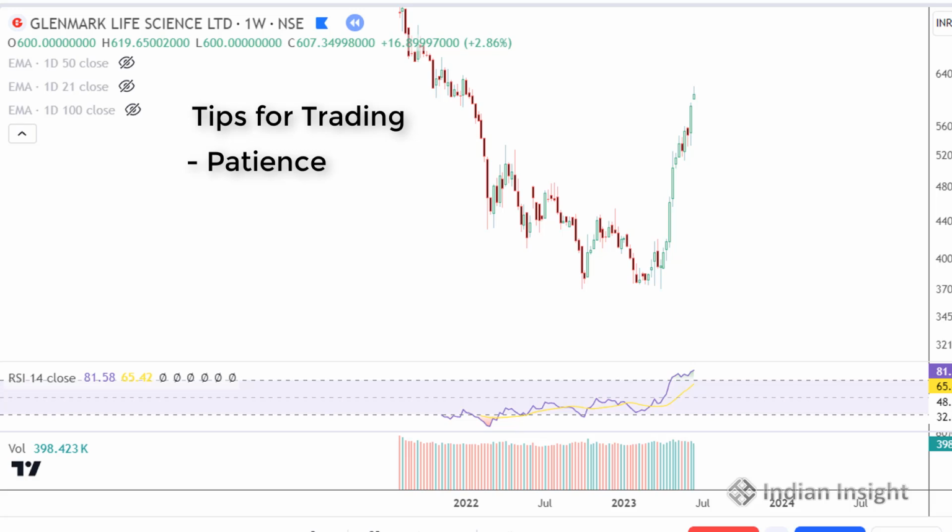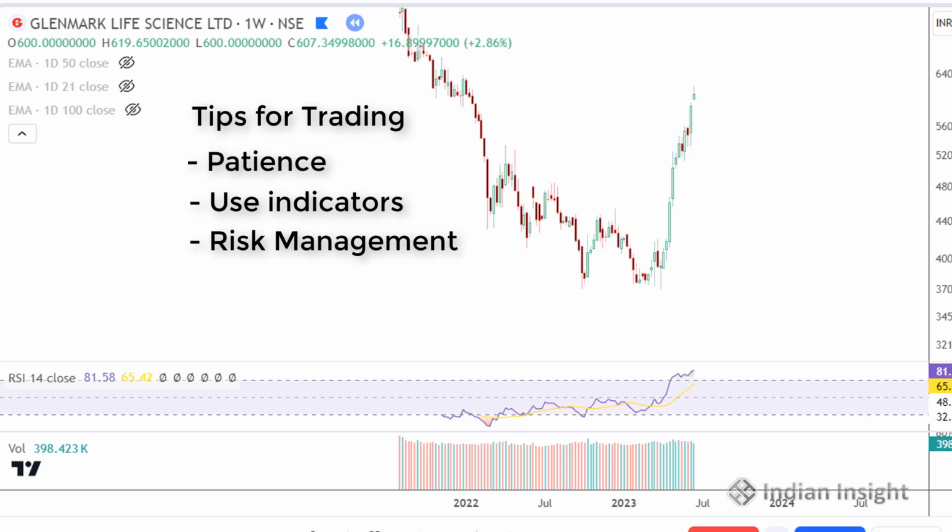Tip number 1, patience is key. Wait for full pattern formation and confirmation before entering a trade. Use other indicators for confirmation if you like, such as the RSI or volume, as this can increase the reliability of buy or sell signals. Practice risk management. Never risk more than a small percentage of your trading capital on a single trade, and also remember calculating the reward to risk before initiating any trade.